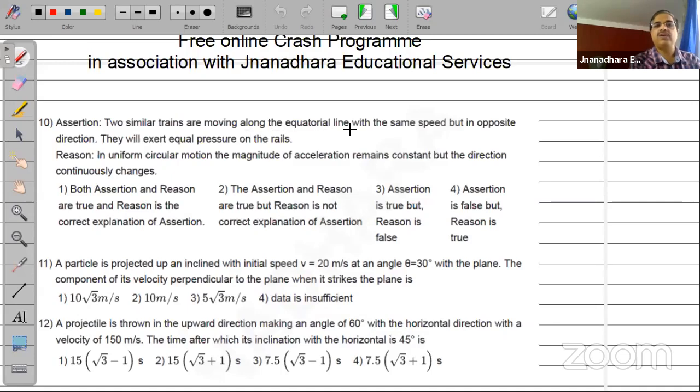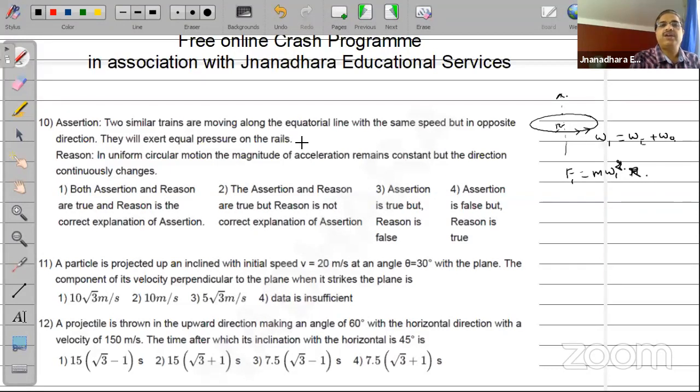Two trains are moving along the equatorial line with the same speed, but in opposite direction. They will exert equal pressure on the rails. Why is this given? If you consider Earth to be rotating like this, and if the train is also moving in the same direction, the net angular velocity of train 1 will be the angular velocity of the Earth plus the train. If this is the case, then there will be centripetal force. The centripetal force will be equal to m omega 1 square into r, where r is the radius of Earth.